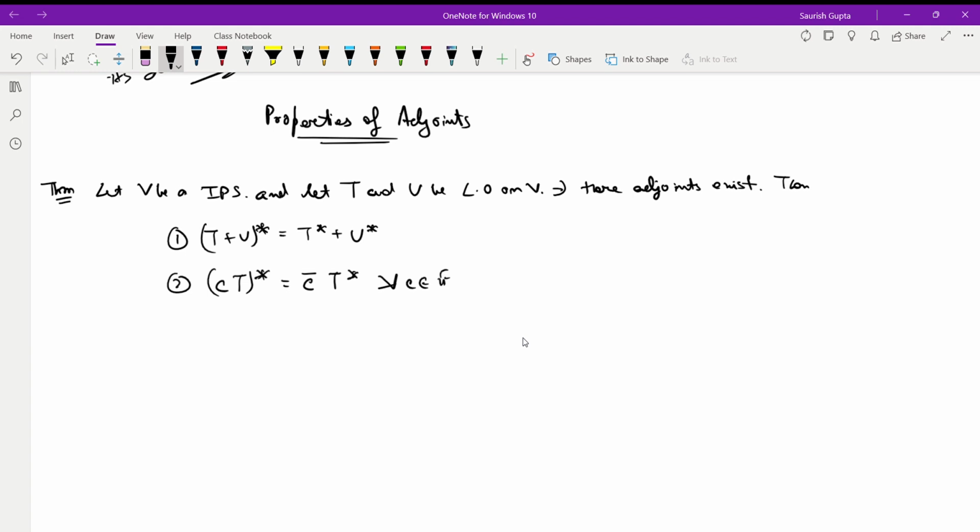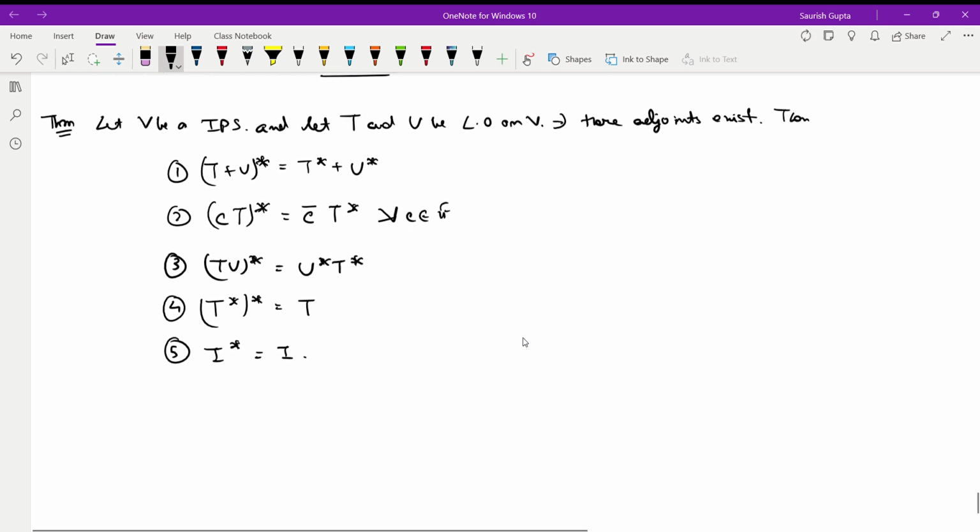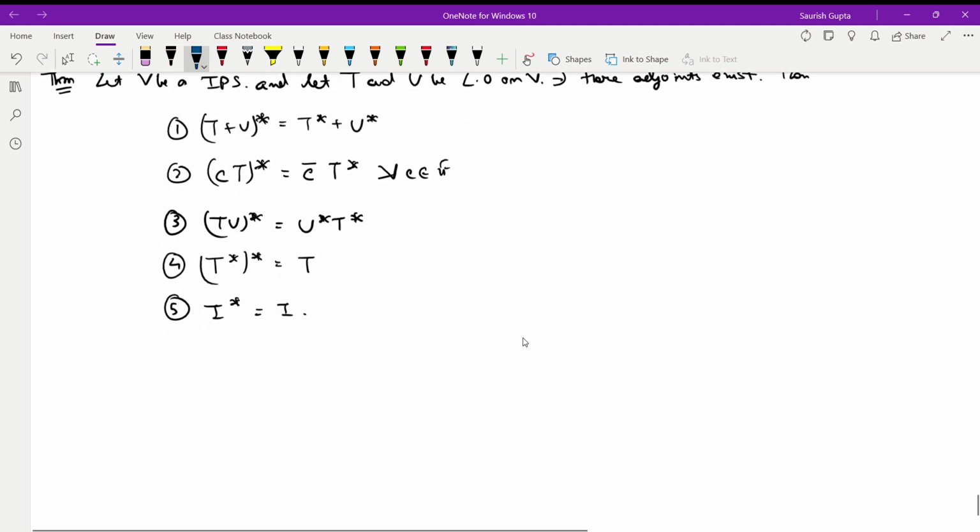Number three is that if I talk about the product of the two operators, then the adjoint of them is just U star T star. Number four is that if I consider the adjoint of an adjoint, then it comes out to be simply the operator again. And number five is that the adjoint of I is simply I. Okay, so let's prove some of them just for a warm up, or at least to give you the way to proceed.